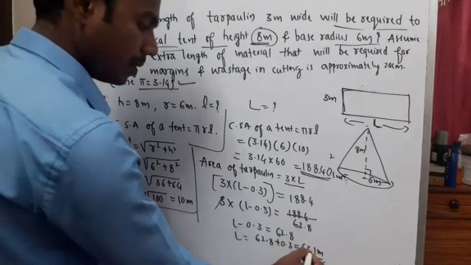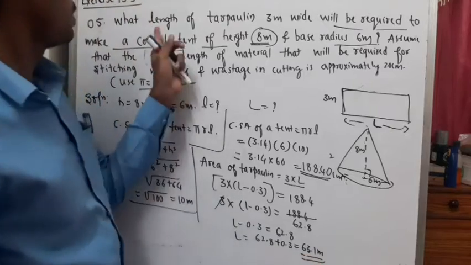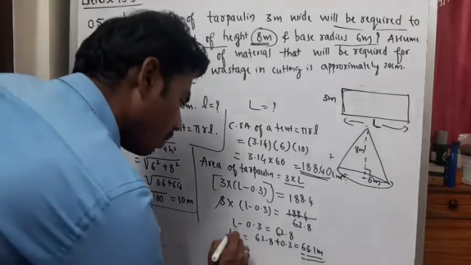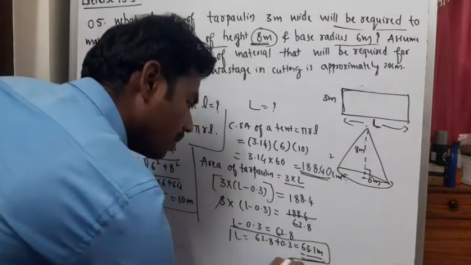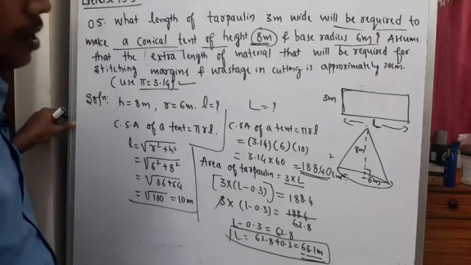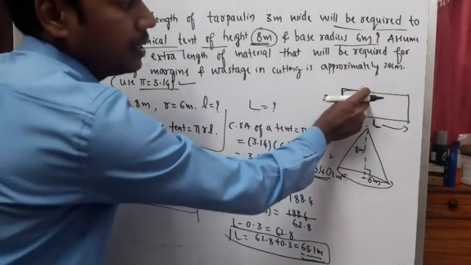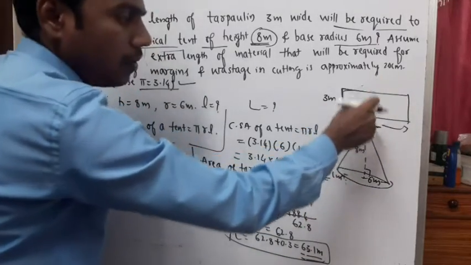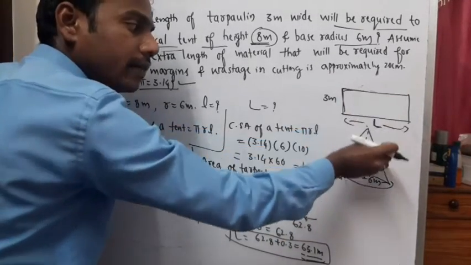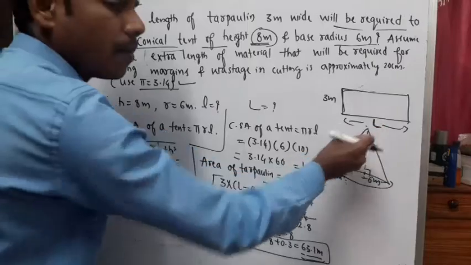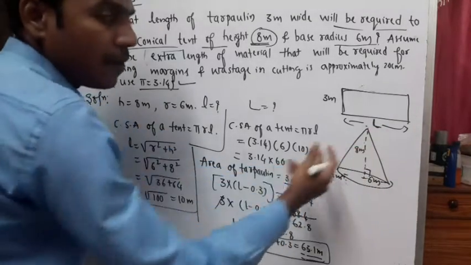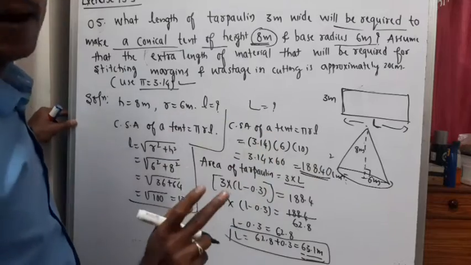63.1 meter. So the length of the tarpaulin is equal to 63.1 meter. Please note this term. I hope you understood. Using the same tarpaulin we made a tent, but if I want to equate this area with this area, some amount of the area of the tarpaulin is wasted while cutting and while stitching the margin.